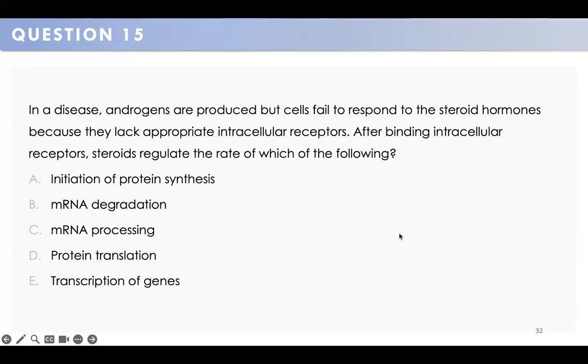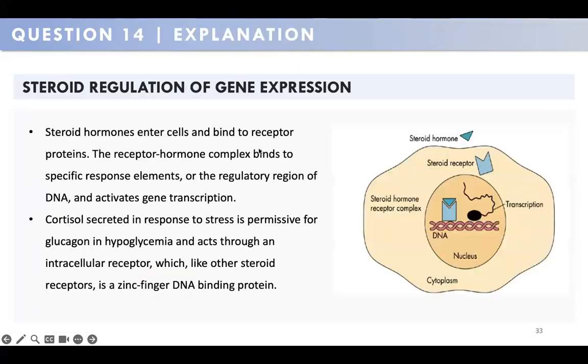Okay, question 15. In a disease, androgens are produced, but the cell fails to respond to them. Androgen is a form of steroid hormone, so the cell fails to respond because it lacks the appropriate intracellular receptor. After binding to the intracellular receptor, the steroids regulate the rate of which of the following? A. Yes, excellent, the transcription of genes. It is important to know that steroids mean regulation of gene expression.